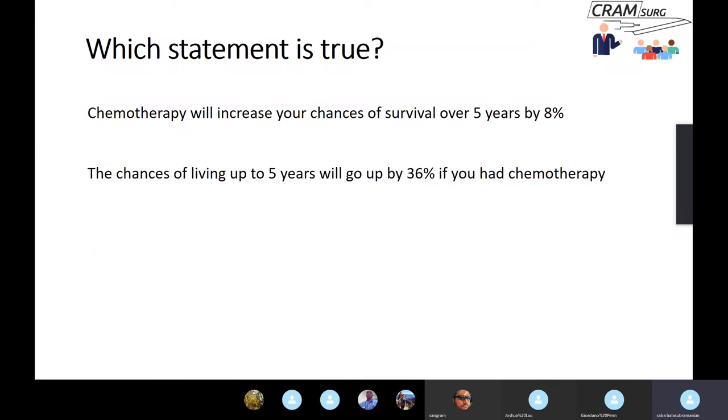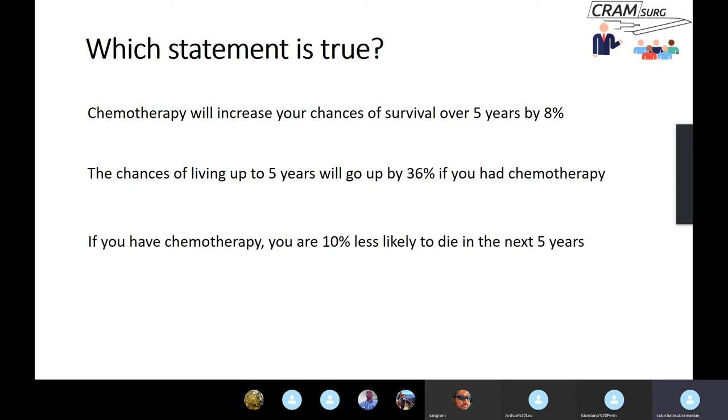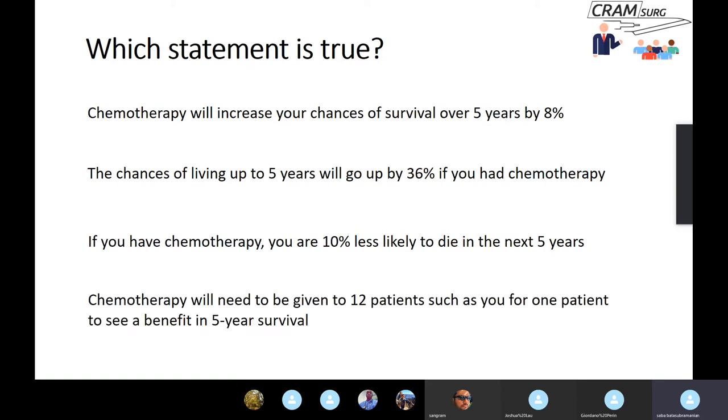The second statement is this. The chances of living up to 5 years will go up by 36% if you add chemotherapy. Is that true or false? The next statement is if you have chemotherapy, you're 10% less likely to die in the next 5 years. Is this true or false? And the last statement is chemotherapy would be needed to be given to 12 such patients for one patient to see a benefit in 5-year survival.